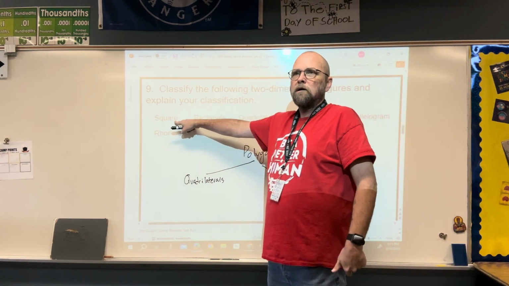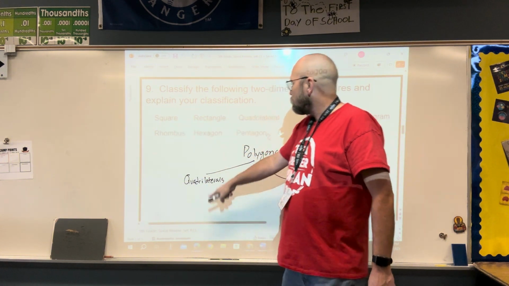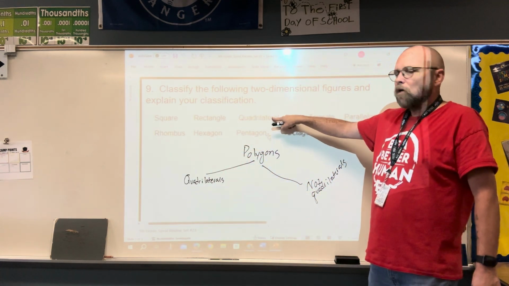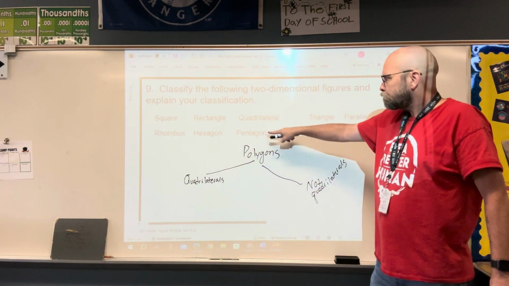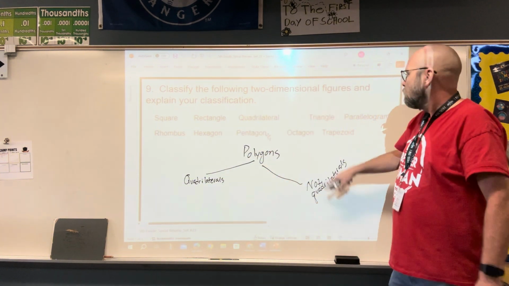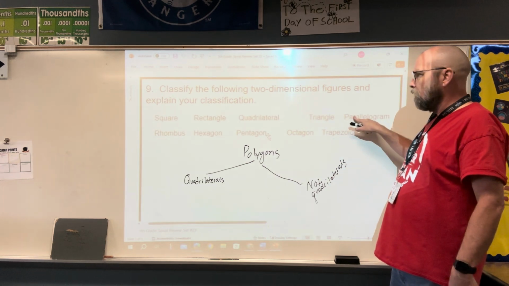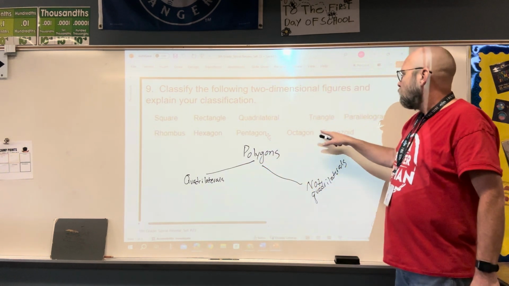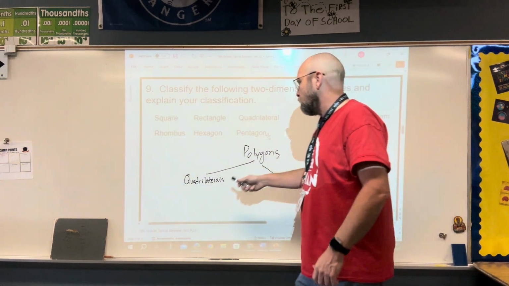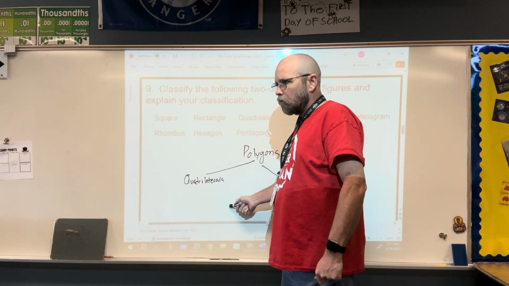Where would I put square? Quadrilateral. Where would I put rhombus? Quadrilateral. Where would I put rectangle? Quadrilateral. Where would I put quadrilateral? Quadrilateral. Where would I put pentagon? Non-quadrilateral. Hexagon. Non-quadrilateral. Triangle. Non-quadrilateral. Octagon. Non-quadrilateral. Parallelogram. Quadrilateral. Trapezoid. Quadrilateral.